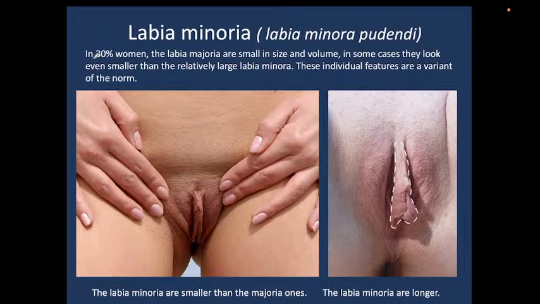So, more correctly, labia majora should be called external labia, and labia minora should be named internal labia. But that is the history, and you have to take into consideration that sometimes labia minora are larger than majora.